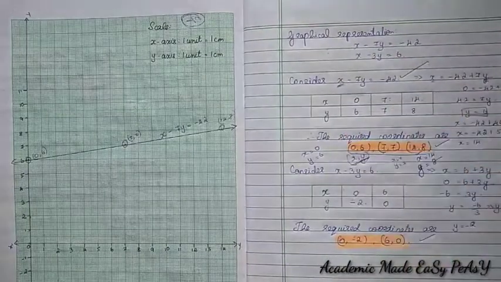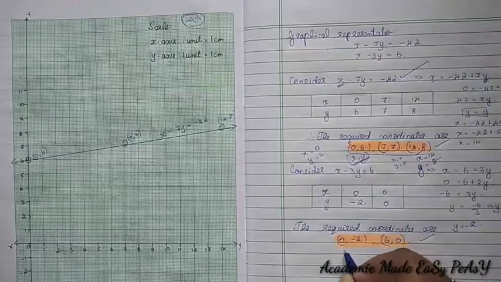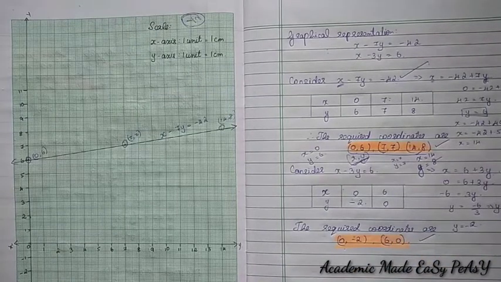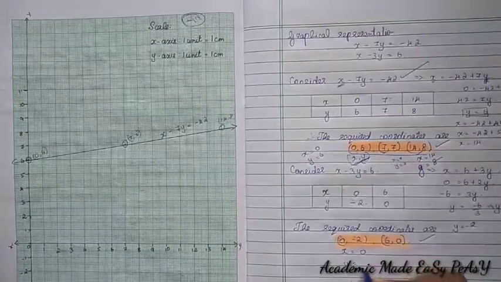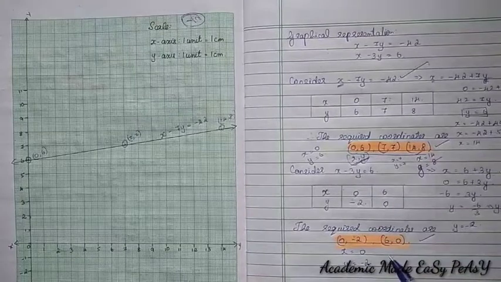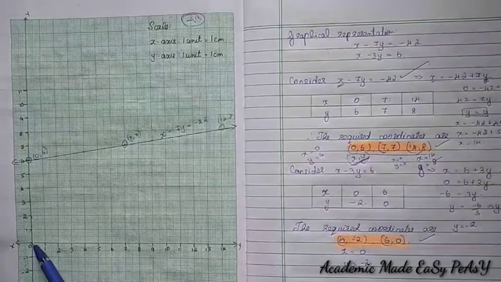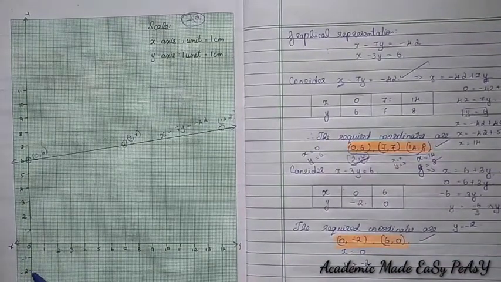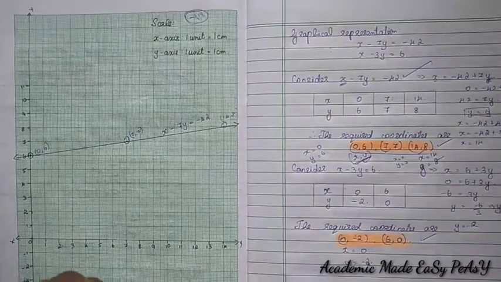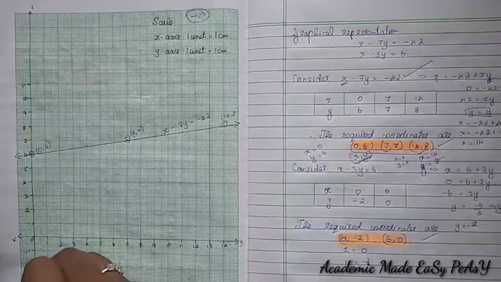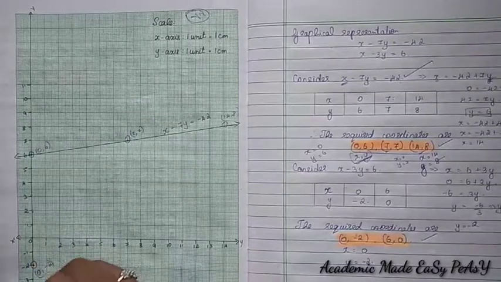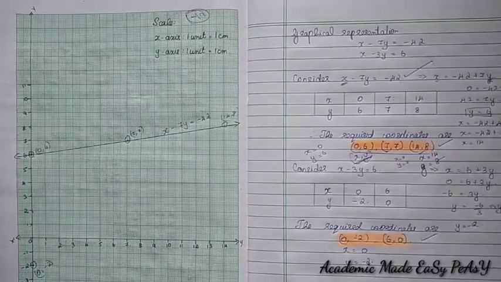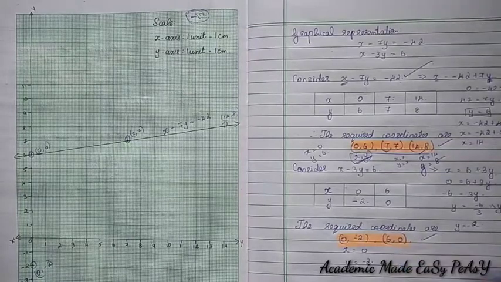So this is over. Now we'll move on to the next one. Here we have only 2 points, so it will be easy for us to do. Here it is (0, minus 2). It means x is equal to 0 and y is equal to minus 2. So on the x-axis, where is 0? Over here. And on the y-axis, where is minus 2? Over here. So I will be marking this. This will be (0, minus 2).